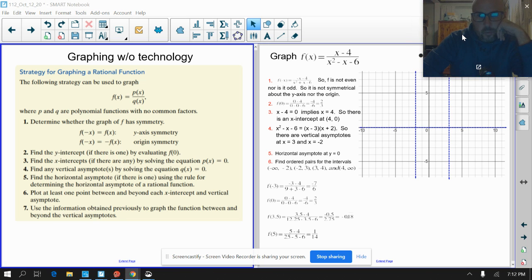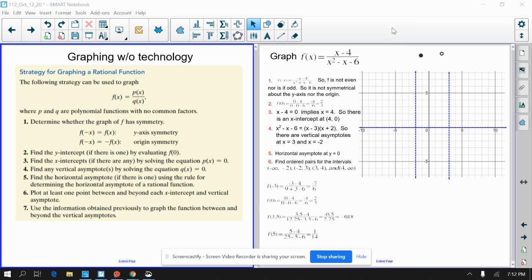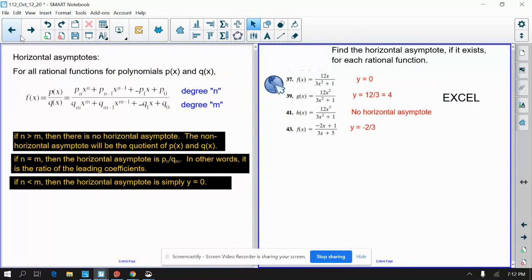Hello, everybody. So we are finishing the second half of section 3.5, and we had to graph rational functions. Also, we're going to talk about asymptotes that are not vertical nor horizontal. They would have to be slanted if they're going to be a line, or you could have asymptotes that look like parabolas, etc.